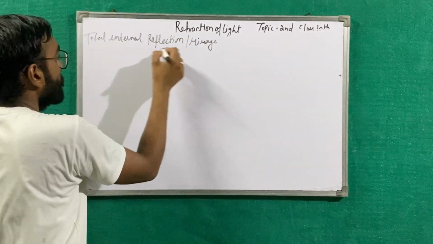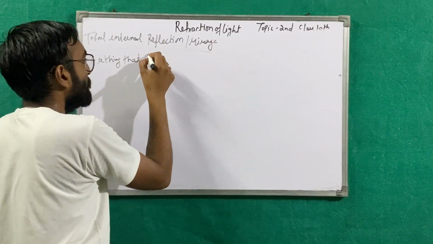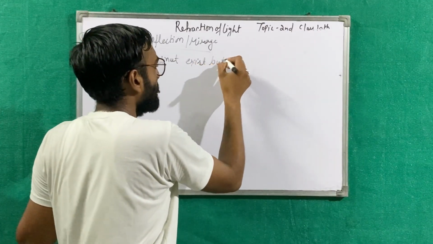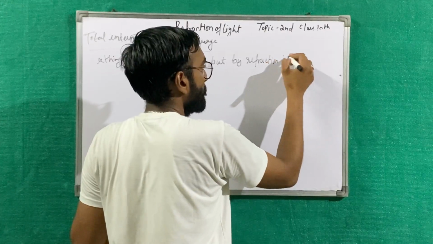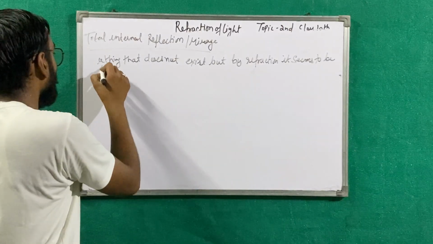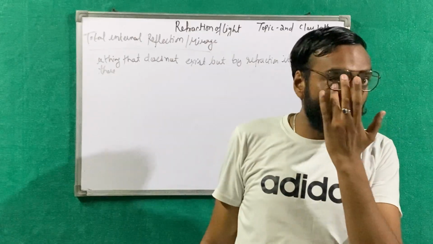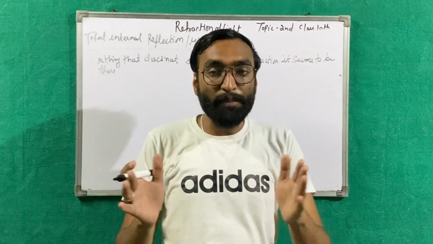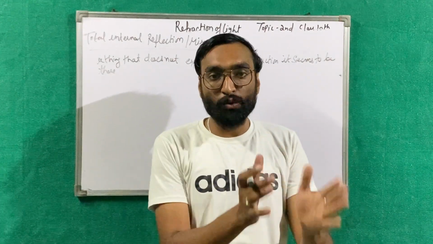Mirage means a thing that does not exist, but by refraction it seems to be there. For example, while driving a car on a road on a hot day, we see a mirage of a water body on the road. That is a mirage. That is total internal reflection.